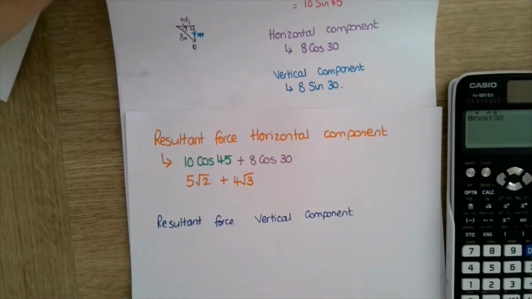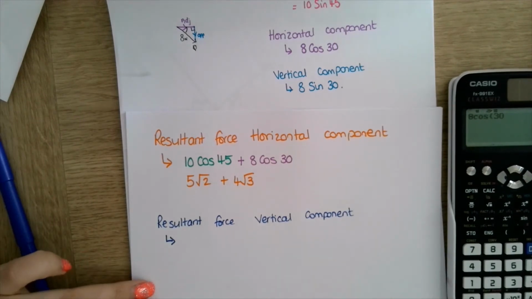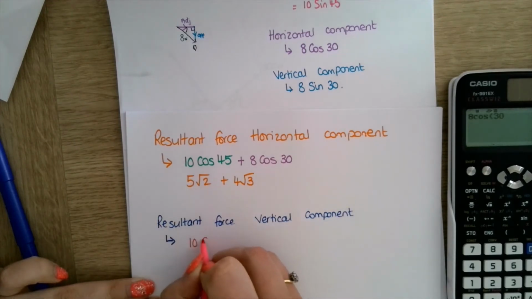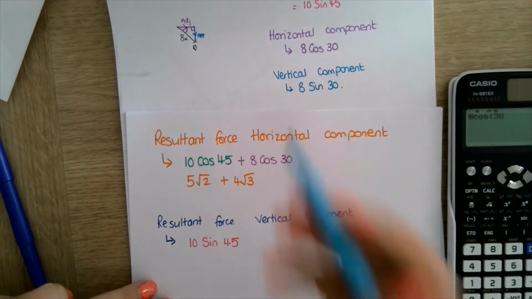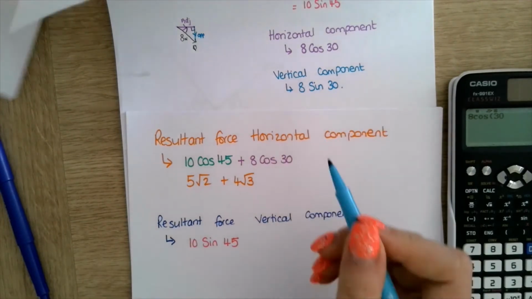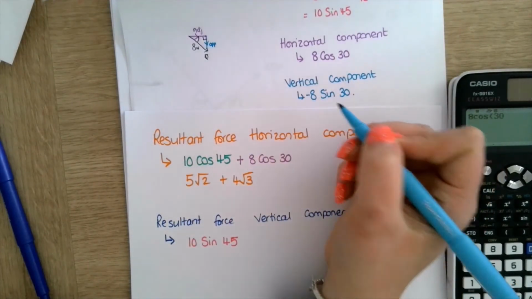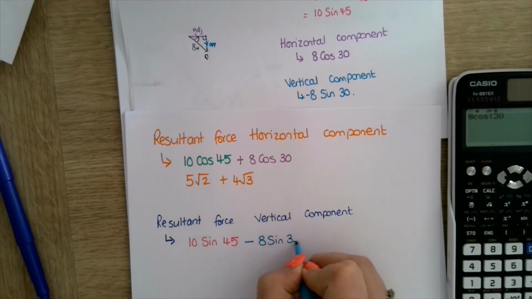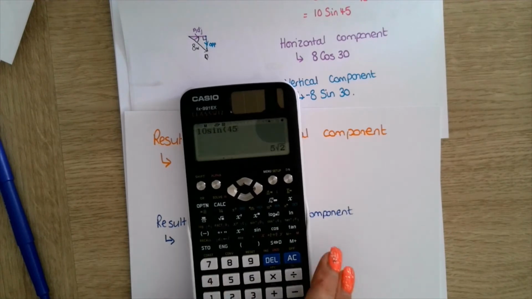So I'm going to have 10 sine 45, and then remember the vertical component here, it was going down, so I needed to take the negative value. I forgot to put that in there. So I've got negative 8 sine 30, so take away 8 sine 30. 10 sine 45 gets me 5 root 2.